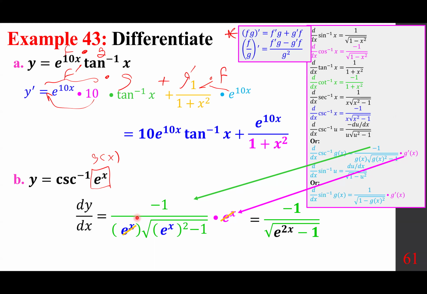squared minus 1. So e to the power of x, e to the power of x to the power of 2. And then g prime, this is by the chain rule, the derivative of e to the power of x is itself. These two cancel each other, and this means e to the power of 2x. So we write minus 1 over the square root of e to the power of 2x minus 1.